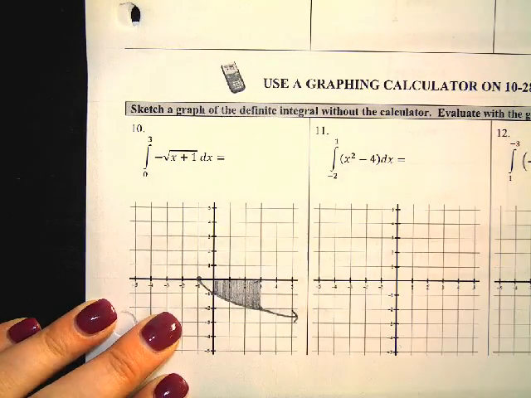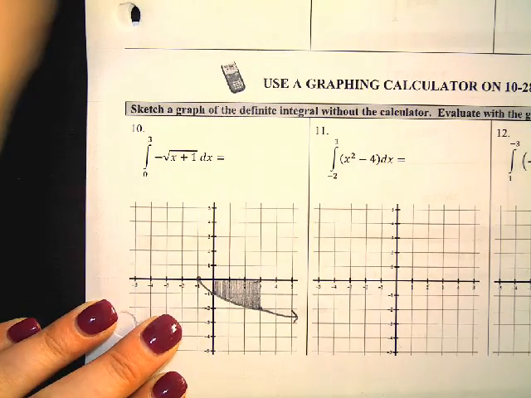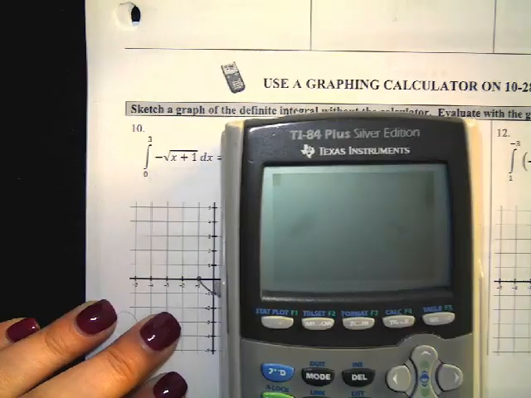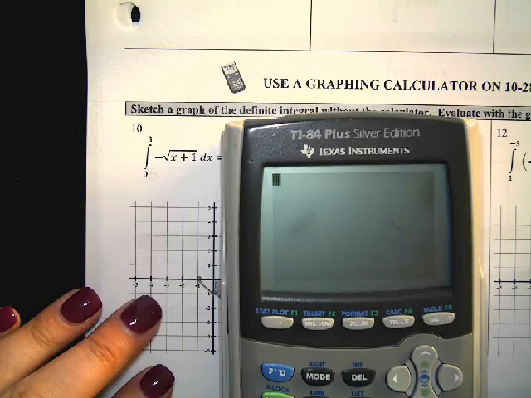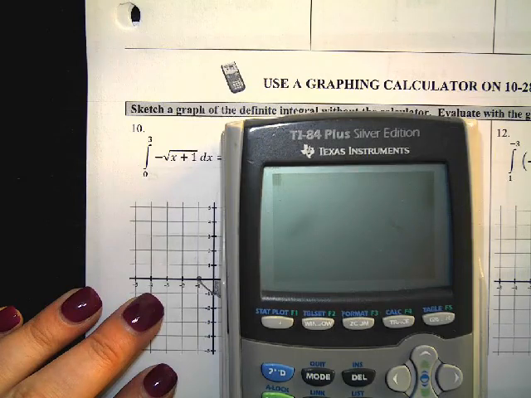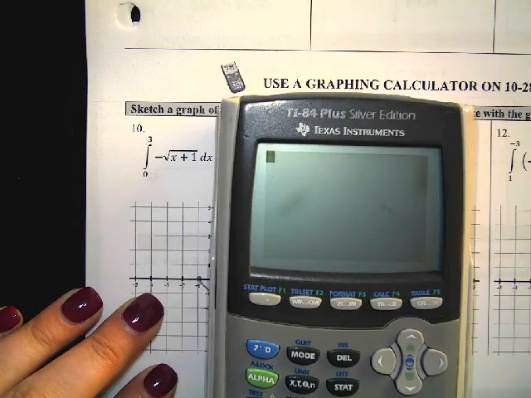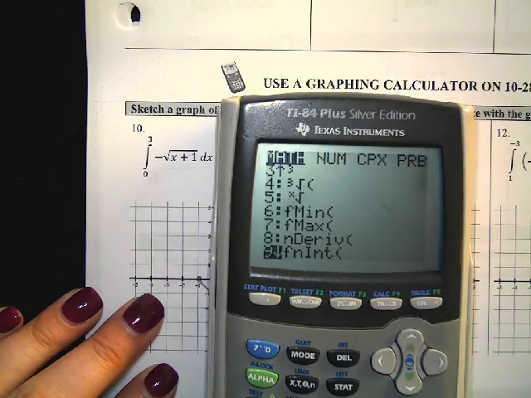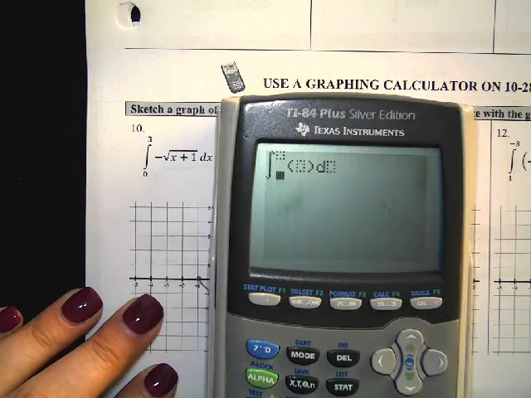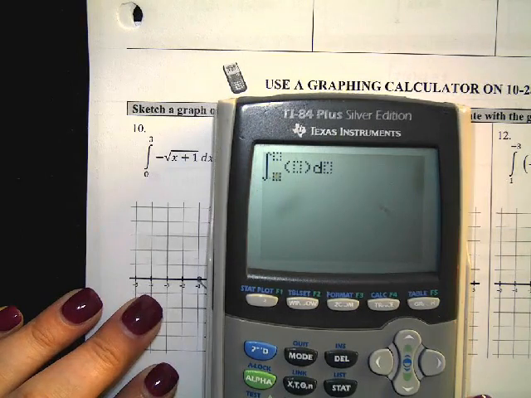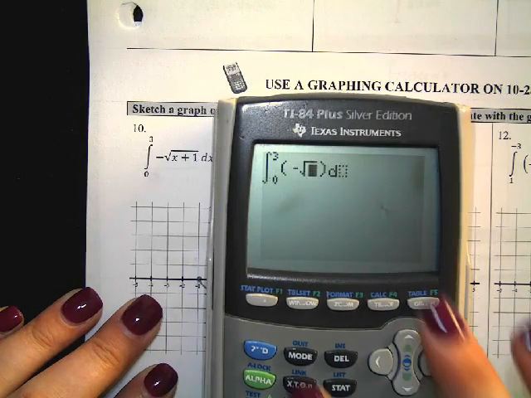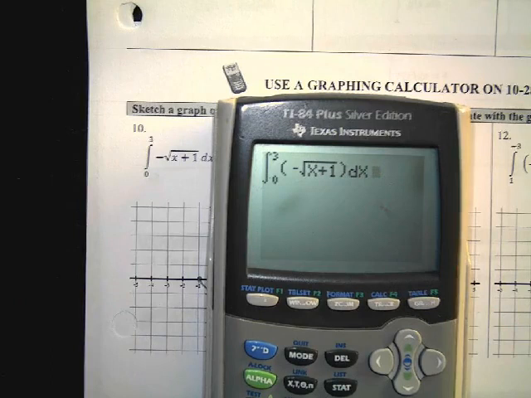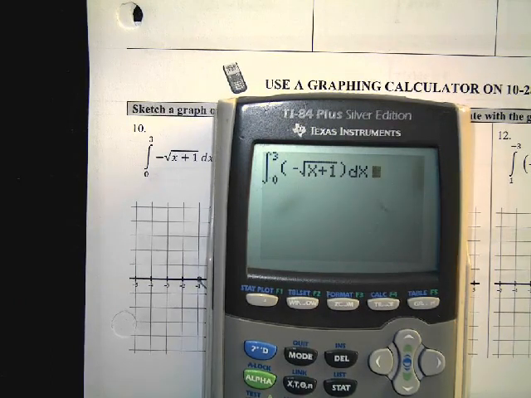And now it says to evaluate with the graphing calculator. So let's grab our calculators. Do you guys remember how to evaluate an integral using the graphing calculator? Isn't it in the math menu? Yep, you hit math 8 for derivative, math 9 for integral. Type it exactly the way it looks: 0 to 3, negative square root of x plus 1, dx. I should hear clicking because I am not your calculator. So you should all be clicking, finding it.